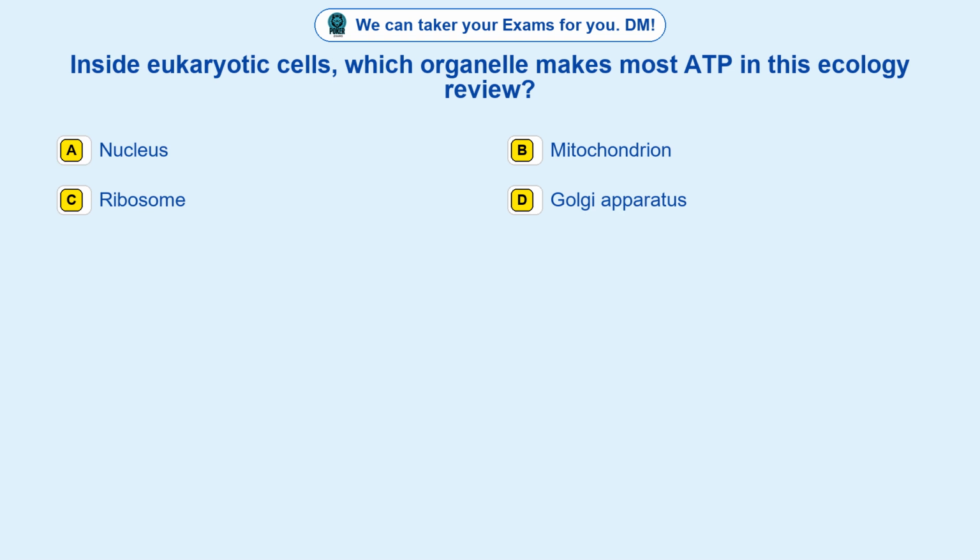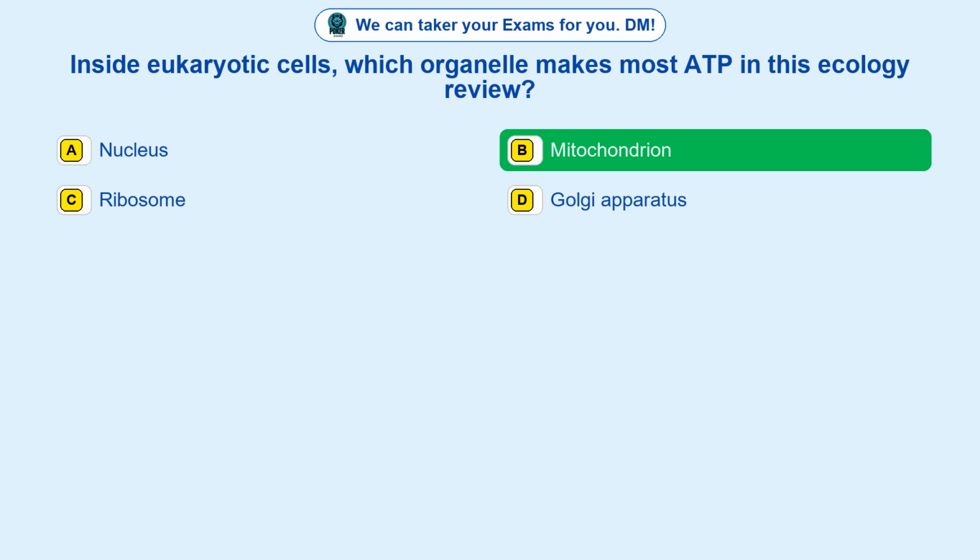Question 2. Inside eukaryotic cells, which organelle makes most ATP in this ecology review? Option A, nucleus. Option B, mitochondrion. Option C, ribosome. Option D, Golgi apparatus. The correct answer is option B, mitochondrion.